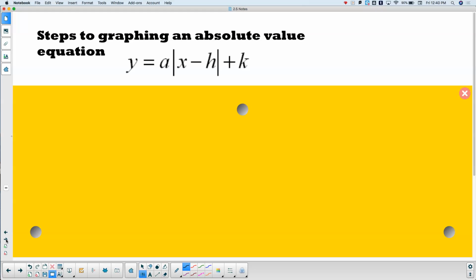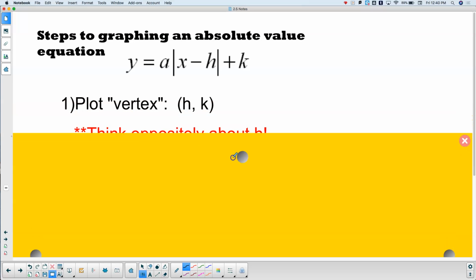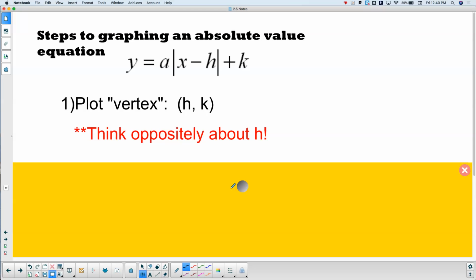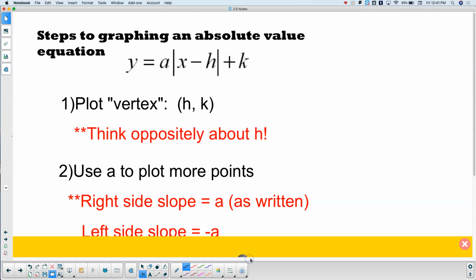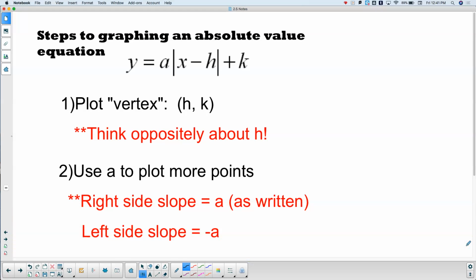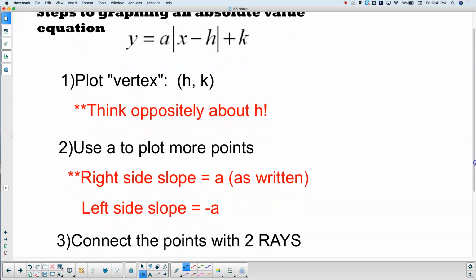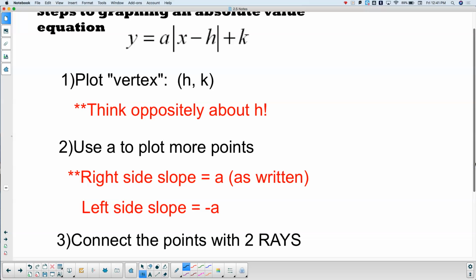So if I'm graphing an absolute value equation, and I'm going to use all of that information, the first thing that I'm going to do is plot the vertex, h comma k. I'm going to look at my function and think oppositely about h, and think normally about k. Then I'm going to use A to plot more points. The right side slope is going to be A as it's written. The left side slope is going to be the opposite of A. And then finally, just like before, we're going to connect the points with two different rays.